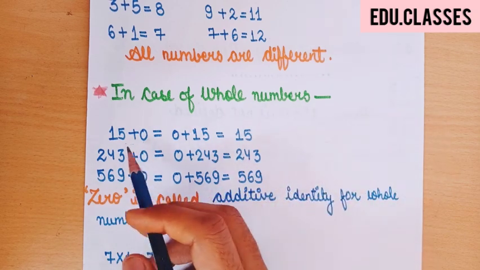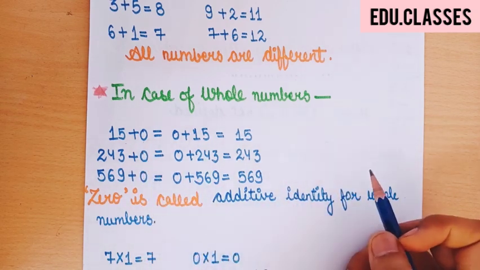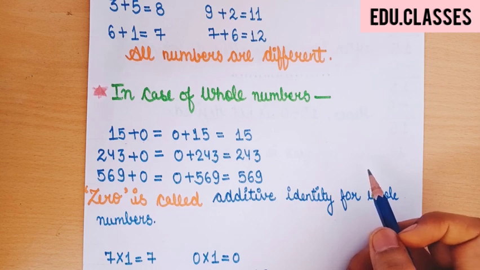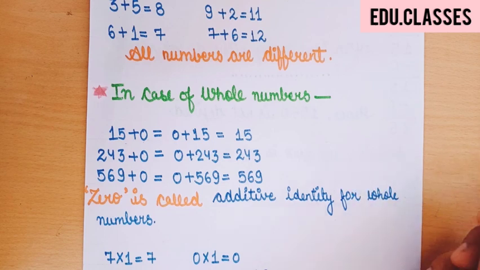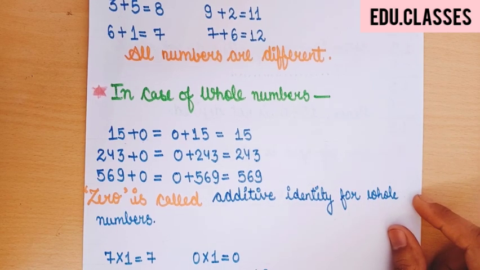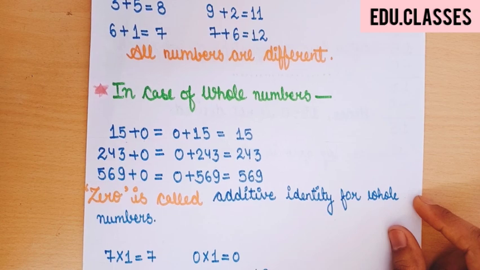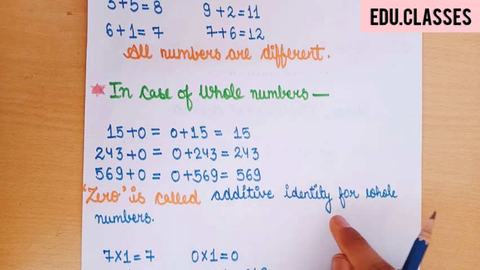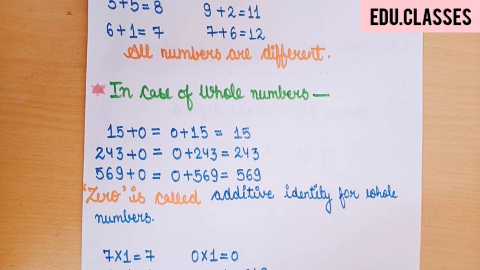Now in the case of whole numbers, when I add 0 to any number, either on the left side or on the right side, I get the same number, as you can observe here. So it is clear that addition of 0 to any whole number does not alter the value of the number. So we say that 0 is called the additive identity for whole numbers.